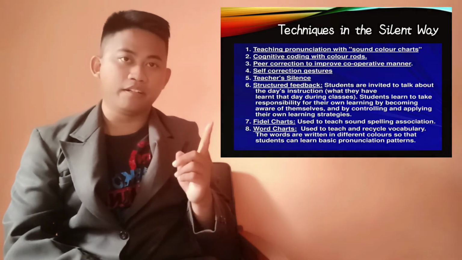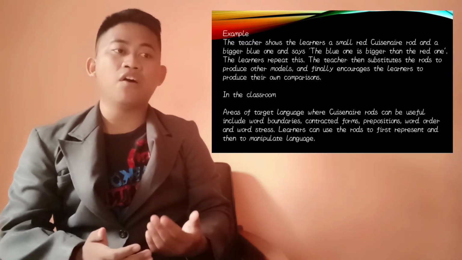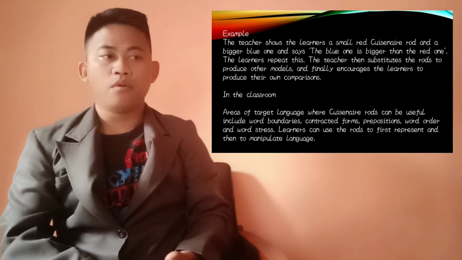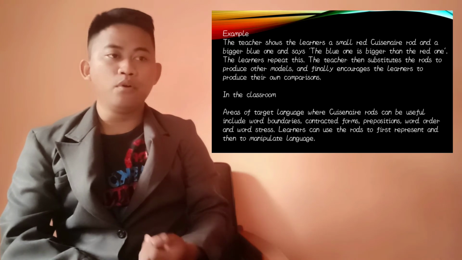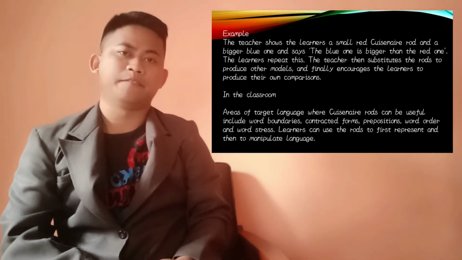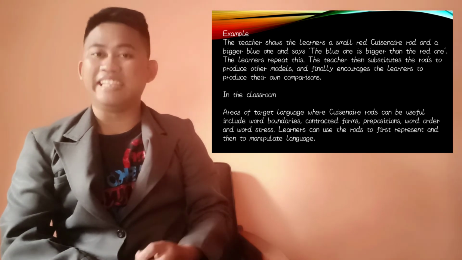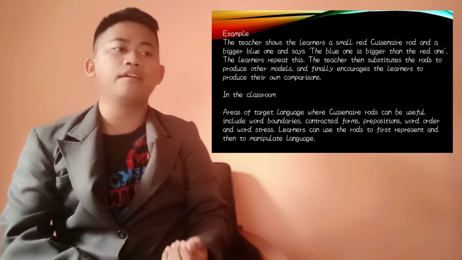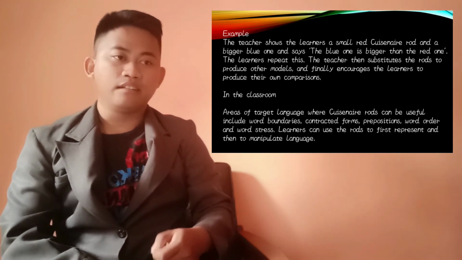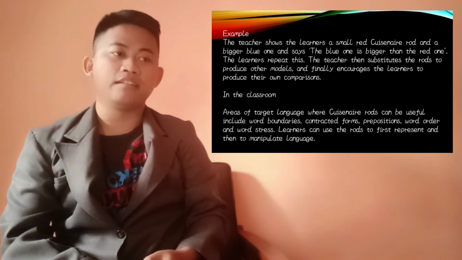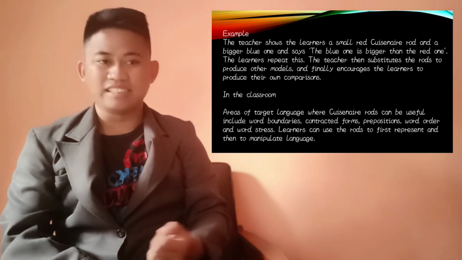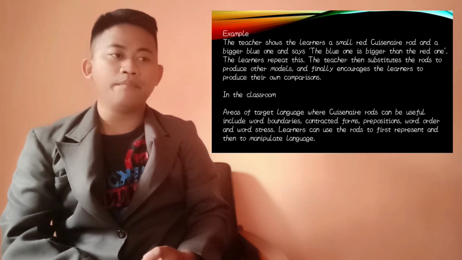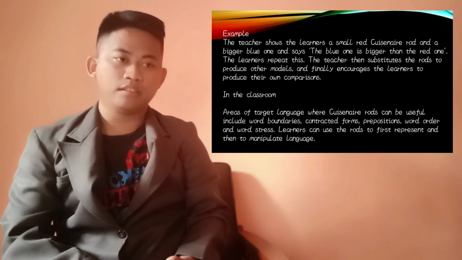Now, for example, look at the picture. The teacher shows the learners a small red Cuisenaire rod and a bigger blue one, and says the blue one is bigger than the red one. The learners repeat this. The teacher then substitutes the rods to produce other models and finally encourages the learners to produce their own sentences.